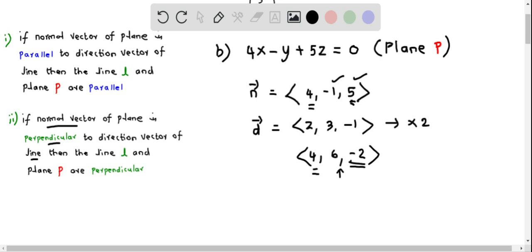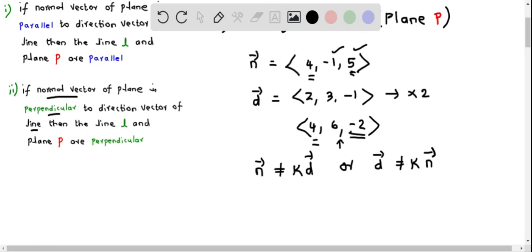So the n vector cannot be written as a scalar multiple of the d vector. We write down that the n vector is not a scalar multiple of the d vector, or vice versa. We can also see that the d vector is not a scalar multiple of the normal vector. And this means these two vectors are not parallel. So therefore, we say that the line L and plane P are not parallel. And this means we can check if these two are perpendicular.